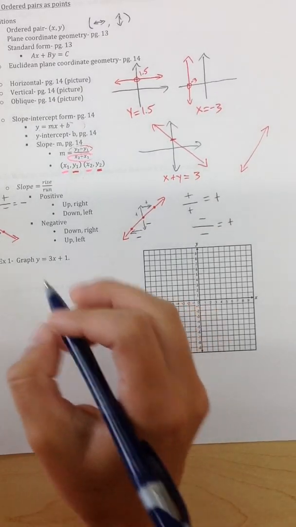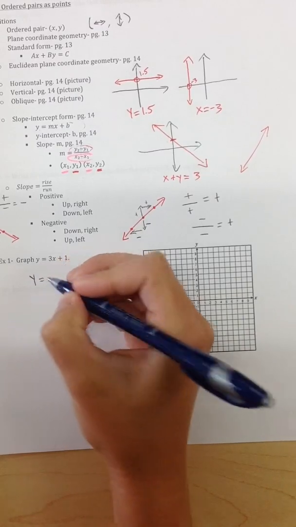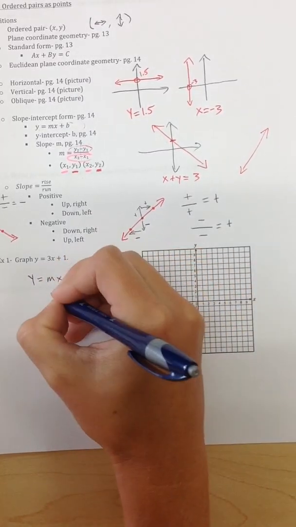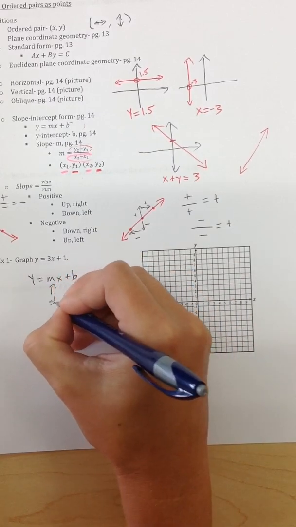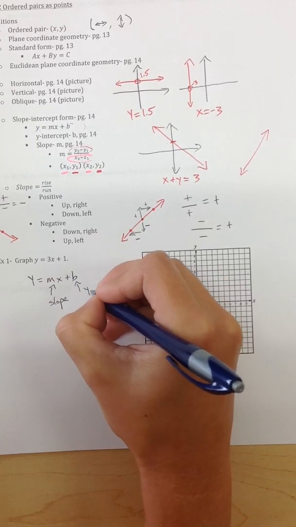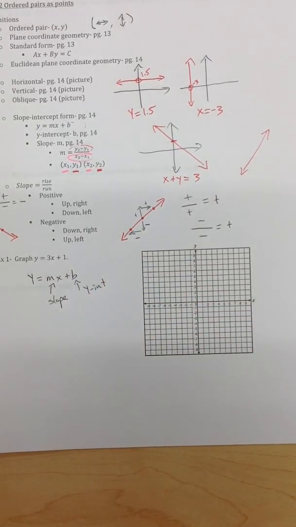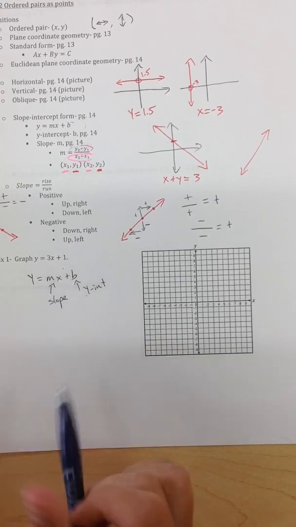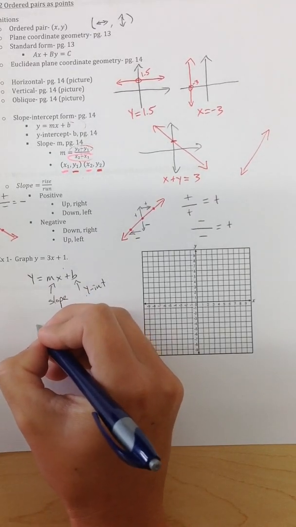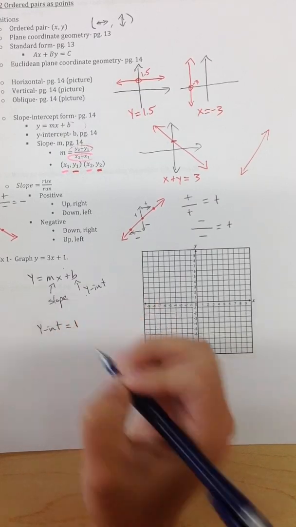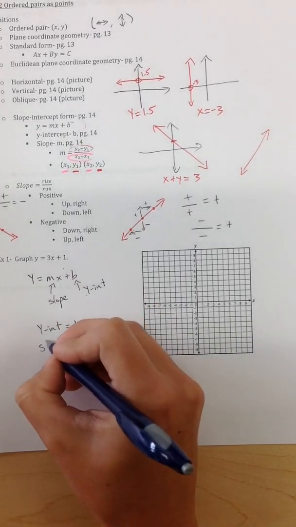Okay, so we've got y equals, and we know, thinking back to that equation before, when we've got y equals mx plus b, the m is always our slope, and the b is always our y-intercept. Okay, so in this case, our y-intercept, or our b, is going to be 1. I'll put that here.